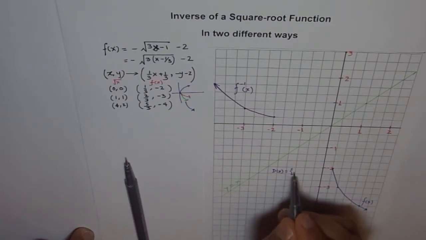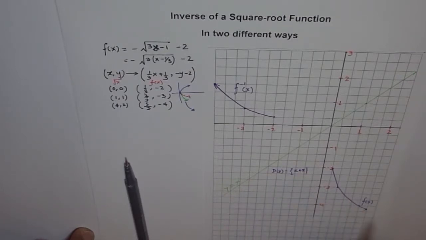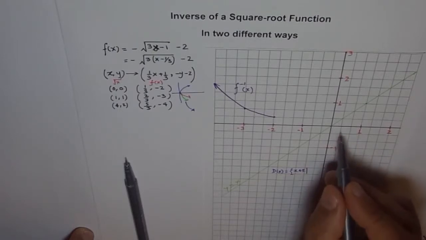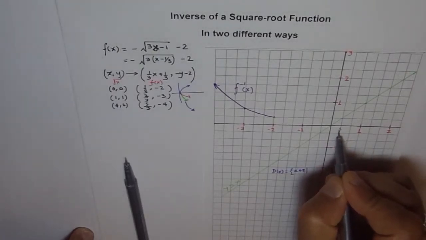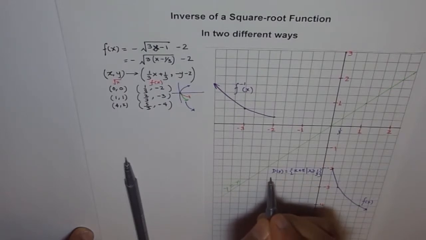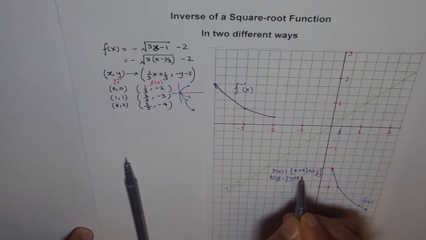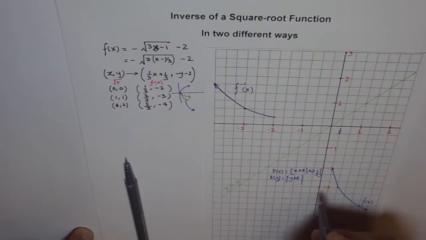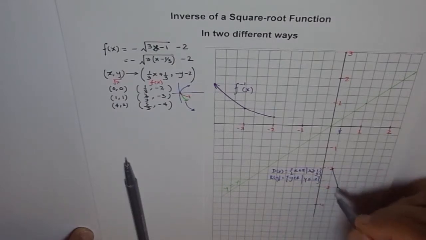x belongs to real numbers, and x is always greater than... 1 over 3. Let me write 1 over 3 here. So x is greater than or equal to 1 over 3, correct? And how about the range of this function? y belongs to real numbers and y is less than minus 2, right? It's going down, less than or equal to. So y is less than or equal to minus 2. Is it okay? So it's like downwards, right?